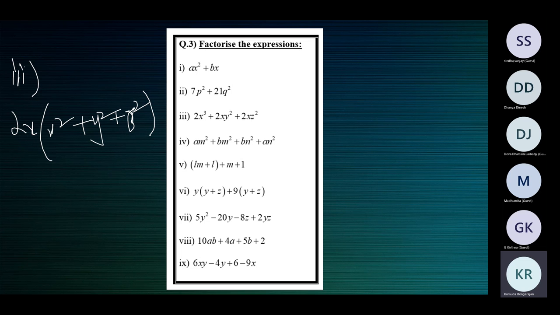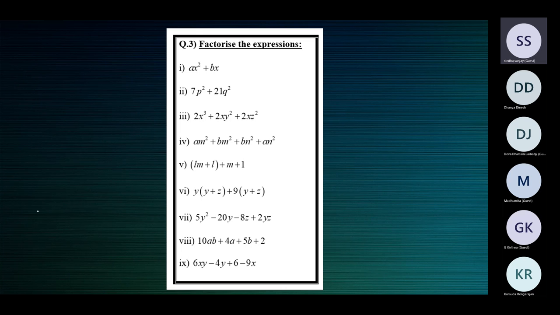Next one, children. Fourth one. Ma'am, the answer is a plus b into m square plus n square, ma'am. What's the first step? Ma'am, first step is am square plus bm square. We have to group that one, and plus an square plus bn square, ma'am. How about grouping it as it is? Why should we change the order? You can do it anyways. Let's try the same order first. Ma'am, we have done grouping in the same order.